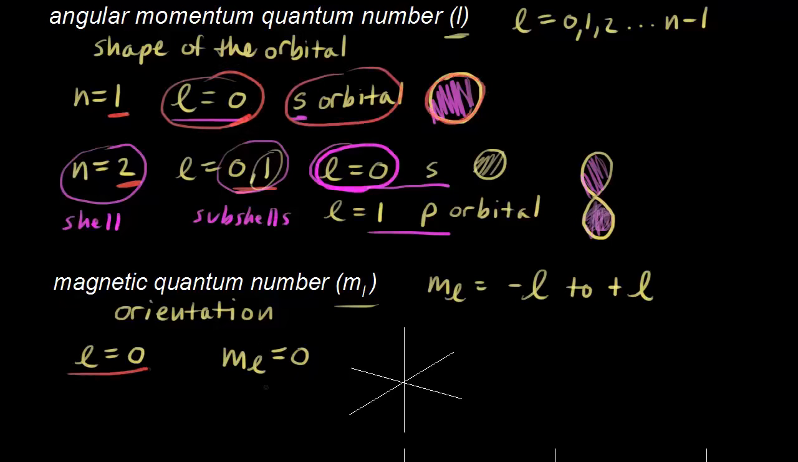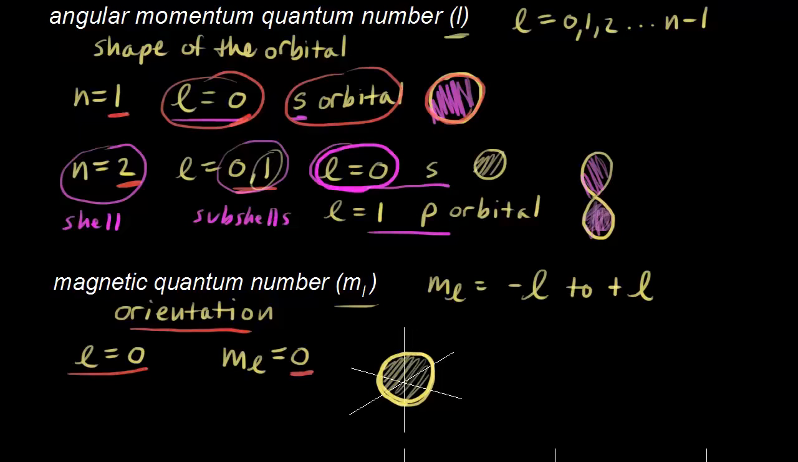And if you think about that, we have only one allowed value for the magnetic quantum number. That tells us the orientation. So there's only one orientation for that orbital around the nucleus. And that makes sense because a sphere has only one possible orientation. So if you think about this as being an XYZ axis, and if this is a sphere, there's only one way to orient that sphere in space. And so that's the idea of the magnetic quantum number.